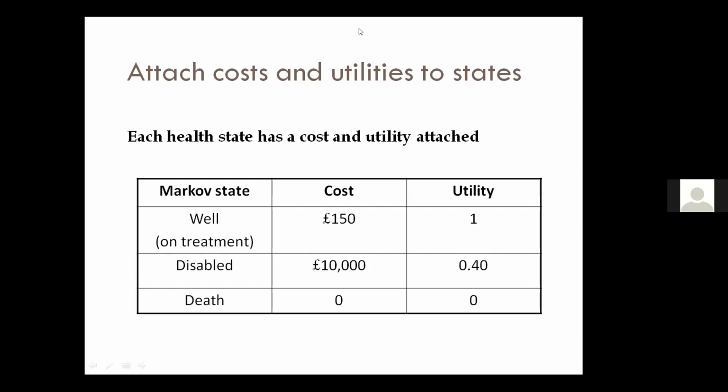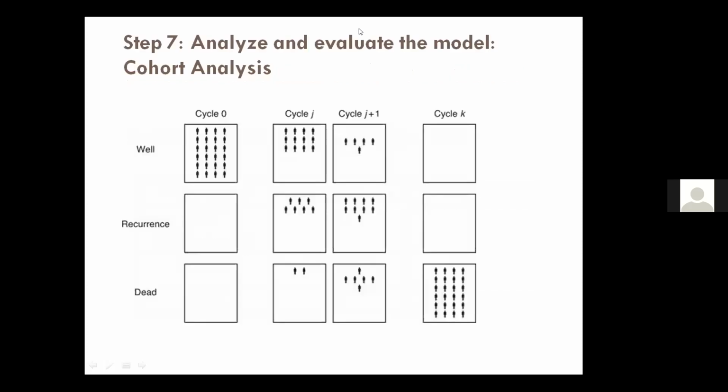But in the extended Markovian model, it is possible to go from disabled to well. So you can go back. Your utility level will increase from 0.4 to 1, and your cost will reduce once you go back. So that is possible, yes. Okay, sir. Thank you, sir.